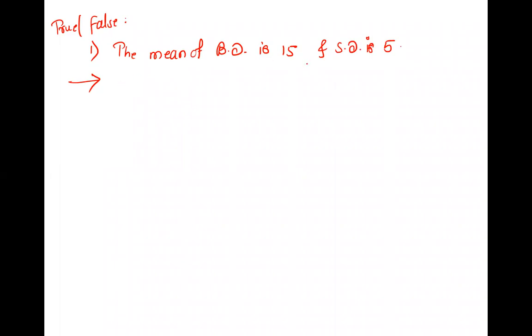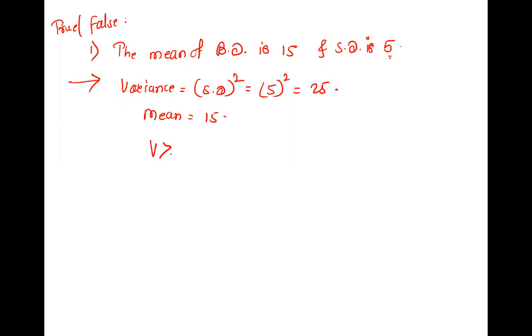So what is the variance here? Variance is nothing but standard deviation square. Standard deviation is 5, so 5 square is 25. Variance is 25 and mean is 15. Means variance here is greater than mean. Is it possible? No, it is not possible. Variance can never be greater than mean. So the given statement is a false one.